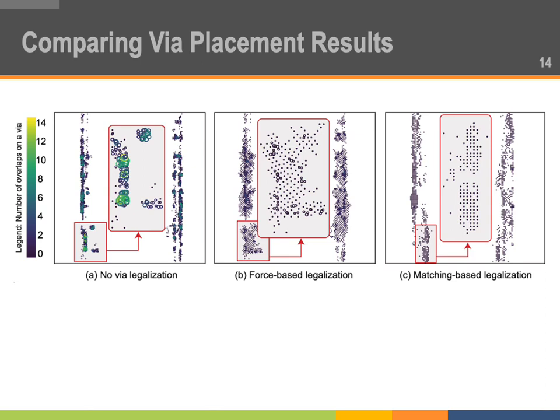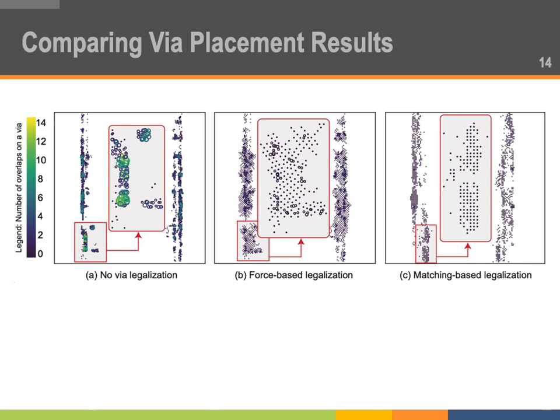In the bipartite matching based legalization, we clearly see an underlying grid, which is the grid that we use in order to find the legalized via locations, and all the vias are snapped to these grid locations. And here we see it's actually much tighter than the force-based solution.